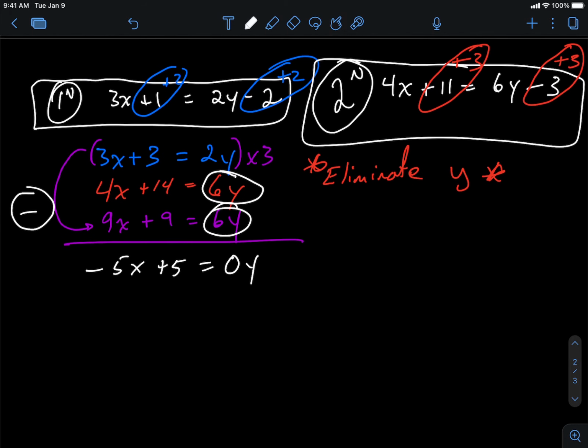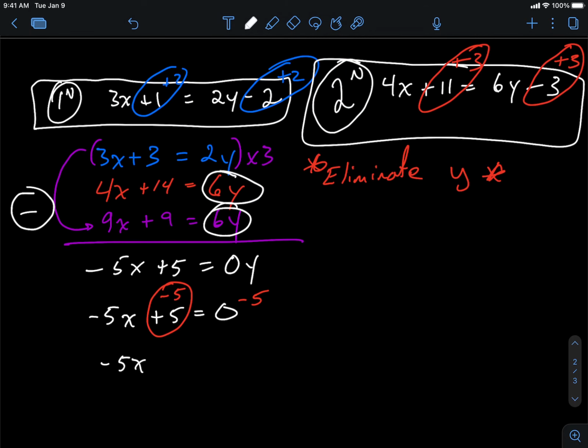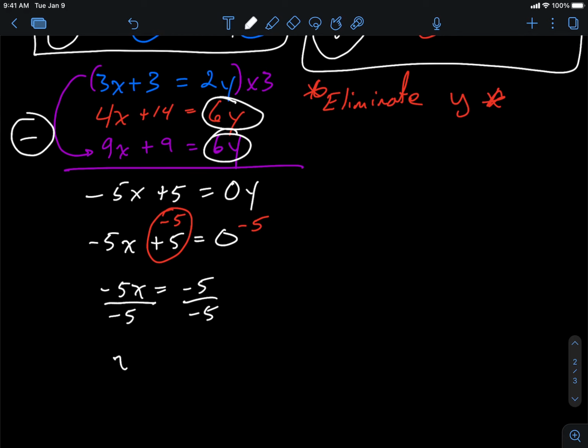So here's what you got. You have negative 5x plus 5 equals 0. So let's just solve for x. Create a 0 pair by subtracting 5 from both sides. There's your 0 pair. You're going to get negative 5x is equal to negative 5. You can divide both sides by negative 5. And you get x equals 1.